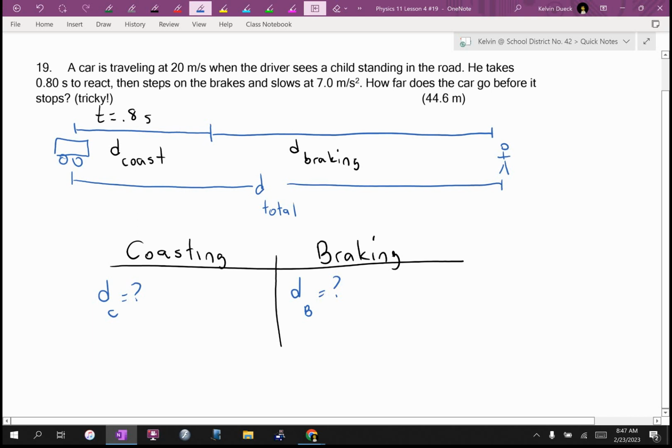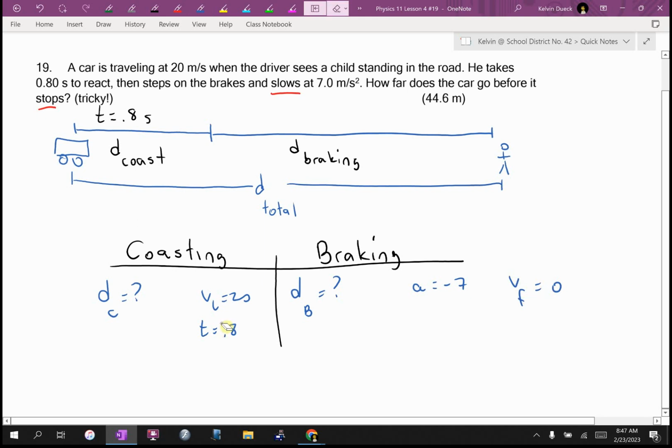What do we have here? Well, it looks like while we're coasting, VI is 20, and there's a time while coasting of 0.8. Then, now we're stepping on the brakes, so we're slowing. A is, careful, -7, because we're slowing down, so the acceleration is negative. And it also says the word stops. That tells me that VF over here is 0.